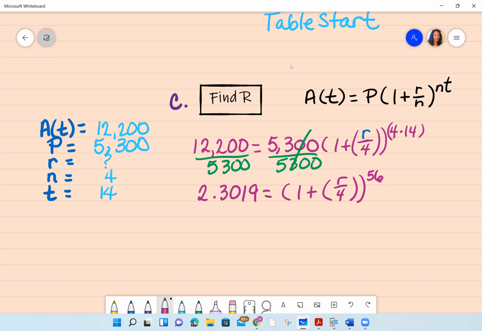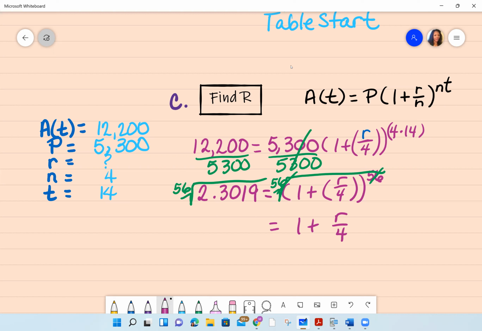So what I want to do now is try to find a way to get rid of this exponent. The inverse of raising it to the 56th power is to take the 56th root. So that's what we're going to do. Take the 56th root on both sides. The purpose on the right side is to get rid of that exponent and then just bring down what's left over, which is going to be 1 plus R over 4.